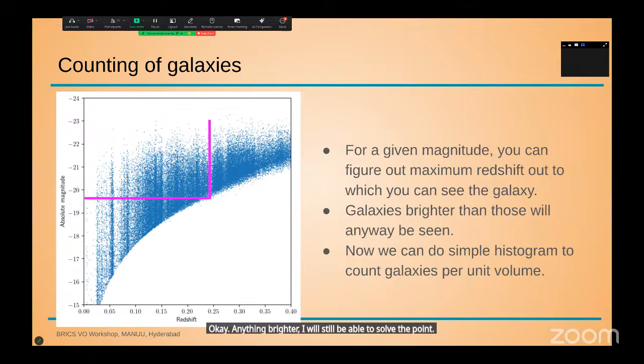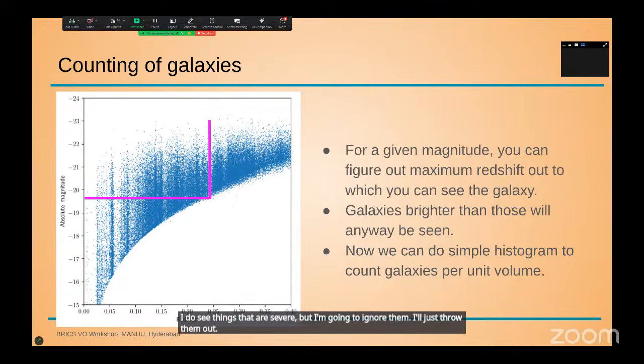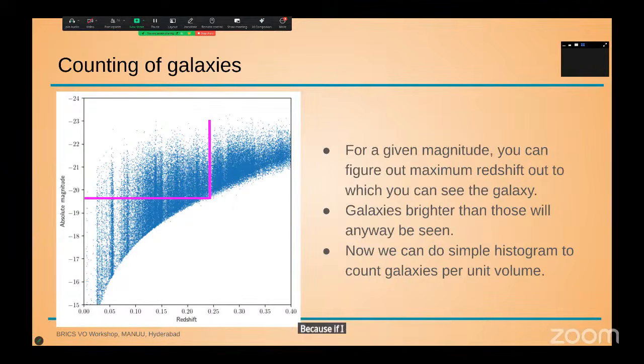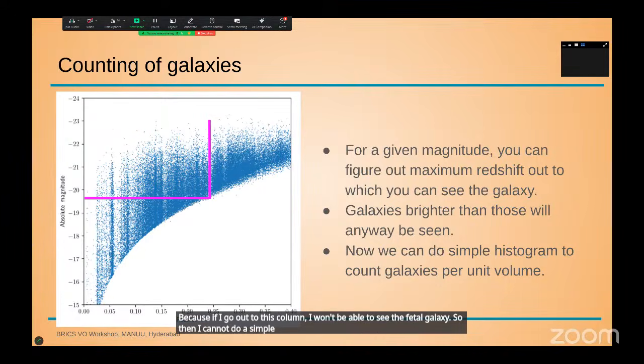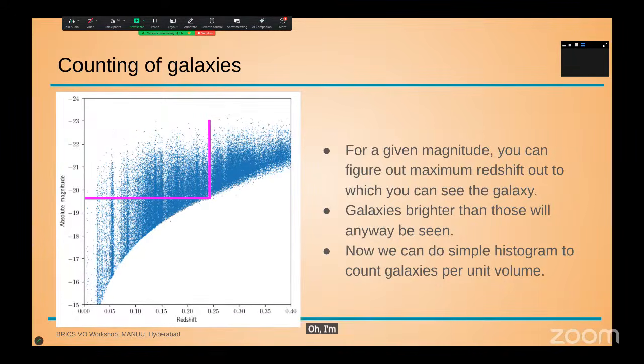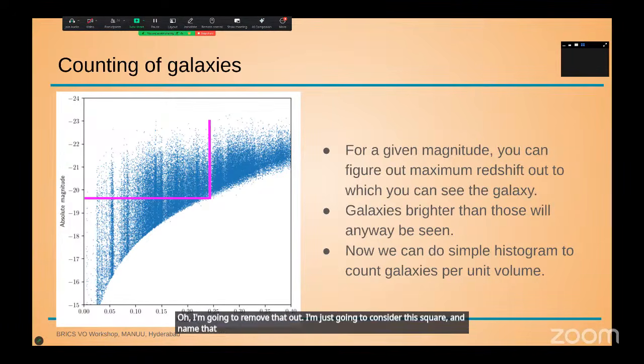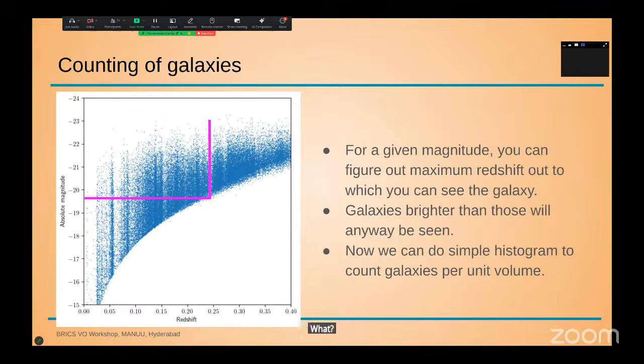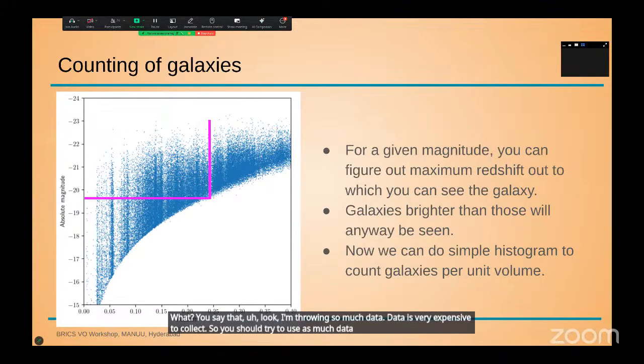I do see galaxies here, but I'm going to ignore them. I'll just throw them out, because if I go out to this volume, I won't be able to see the fainter galaxies. So then I cannot do a simple step. I'm going to remove them and just consider this square, make that histogram divided by the volume, and done. But you will say, look, I'm throwing away so much data. Data is very expensive to collect, so you should try to use as much data as possible.